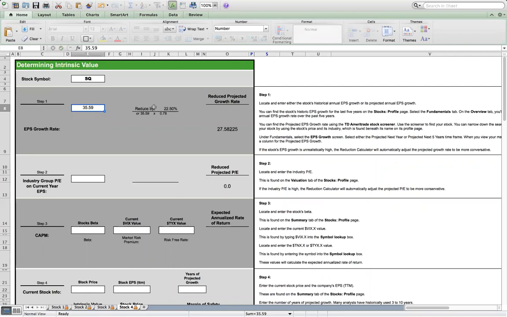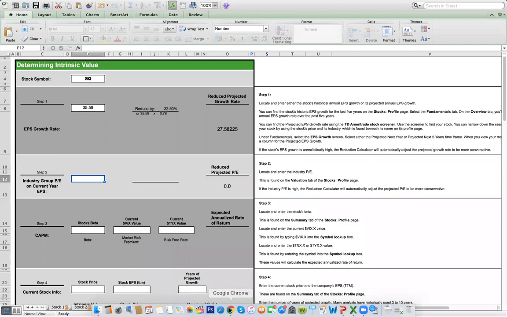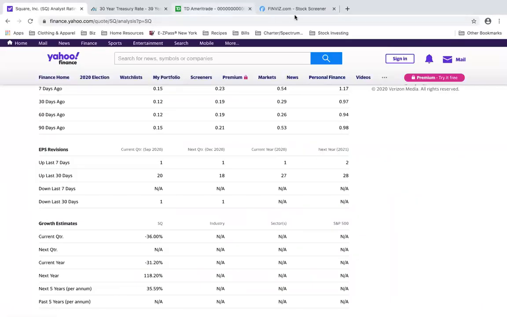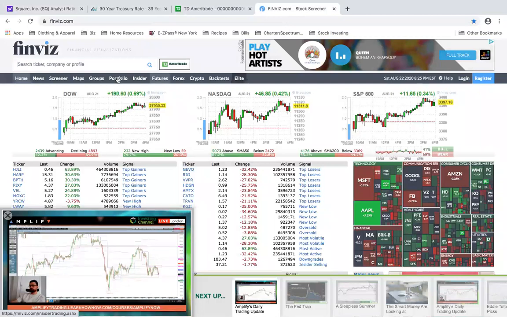And it'll populate in here, and the calculator does an automatic reduction to reduce the projected growth rate, so it's not too high of a number, and it kind of makes it standardized. So the growth rate would be 27.58, and then you want to find the industry PE for the current year, and you could find that. I didn't find it under Yahoo. I found it under FinViz. They have a section in there.